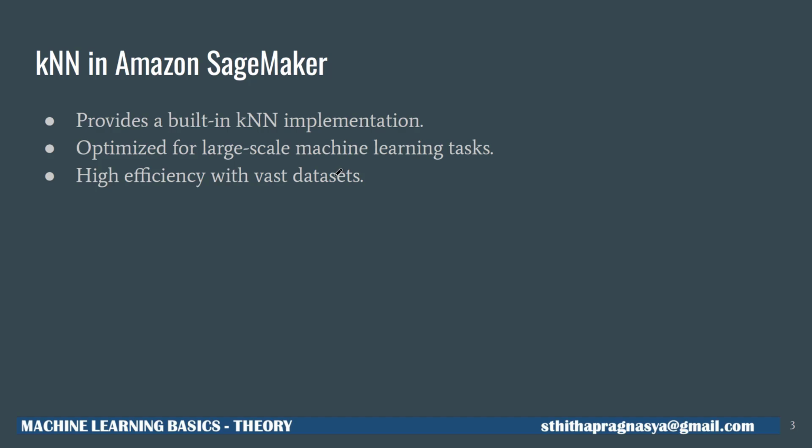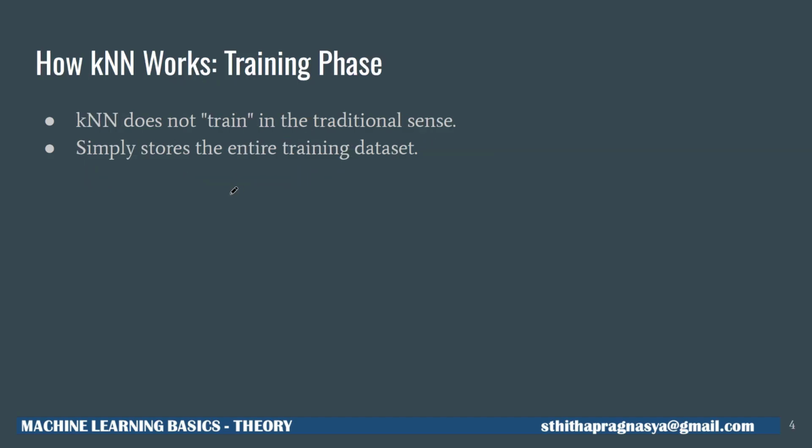Amazon SageMaker. Now we are going to use kNN in SageMaker. Why? Because this is an AWS exam, so obviously we are going to use SageMaker. If you don't know what SageMaker is, we have a video on that as well explaining SageMaker. This provides a built-in implementation of the kNN algorithm that is optimized for large-scale machine learning tasks, allowing users to train models on vast data sets with high efficiency. That's what, in a nutshell, SageMaker is.